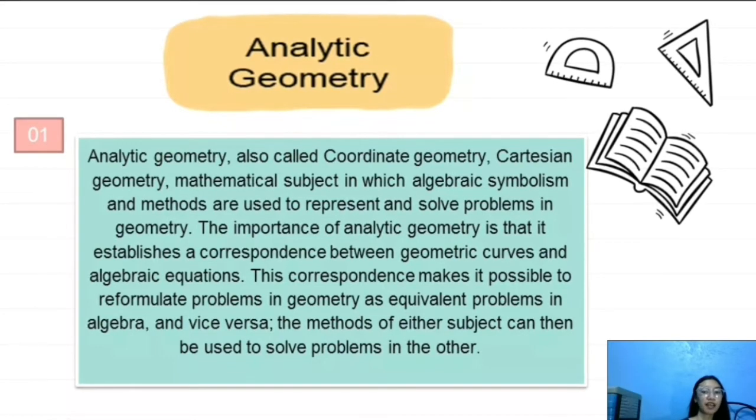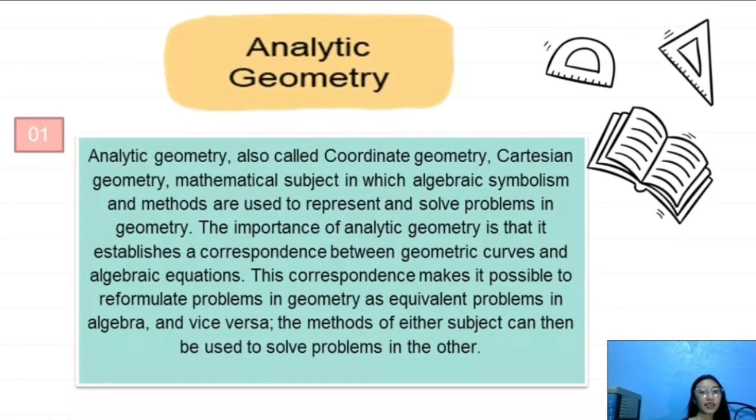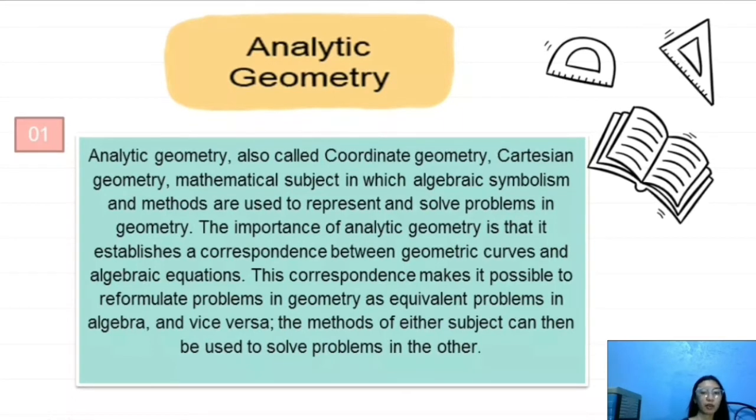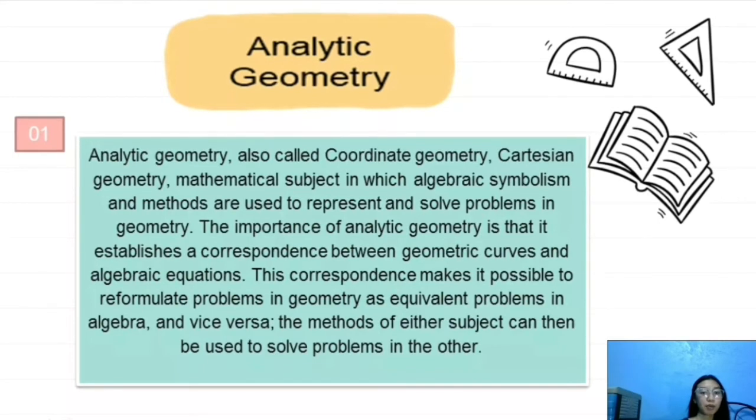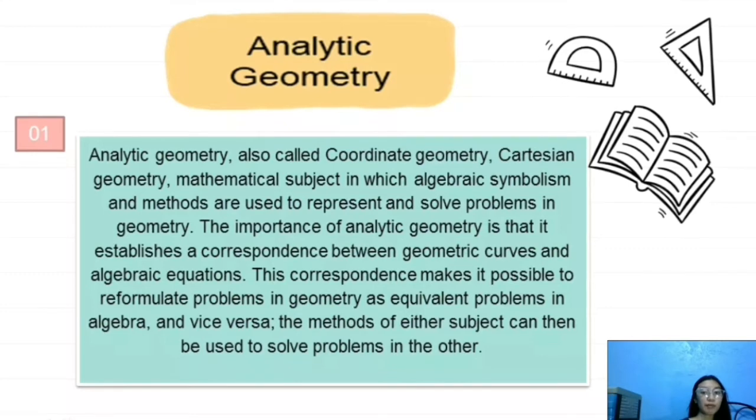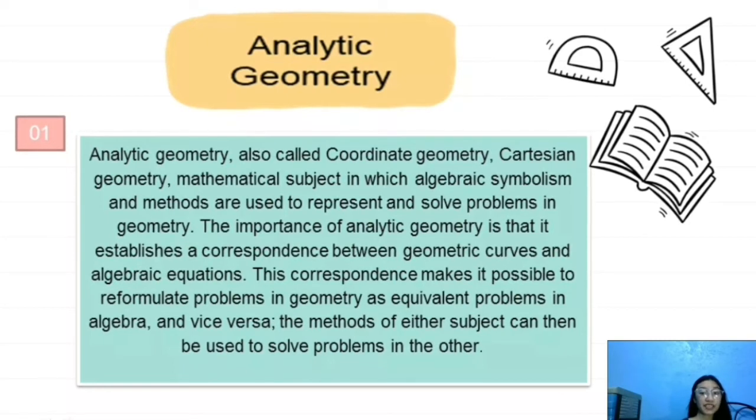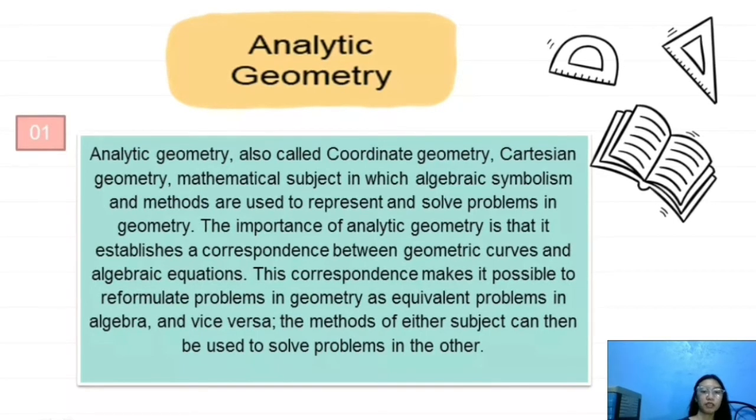The importance of analytic geometry is that it establishes a correspondence between geometric curves and algebraic equations. This correspondence makes it possible to reformulate problems in geometry as equivalent problems in algebra, and vice versa. The methods of either subject can then be used to solve problems in the other.